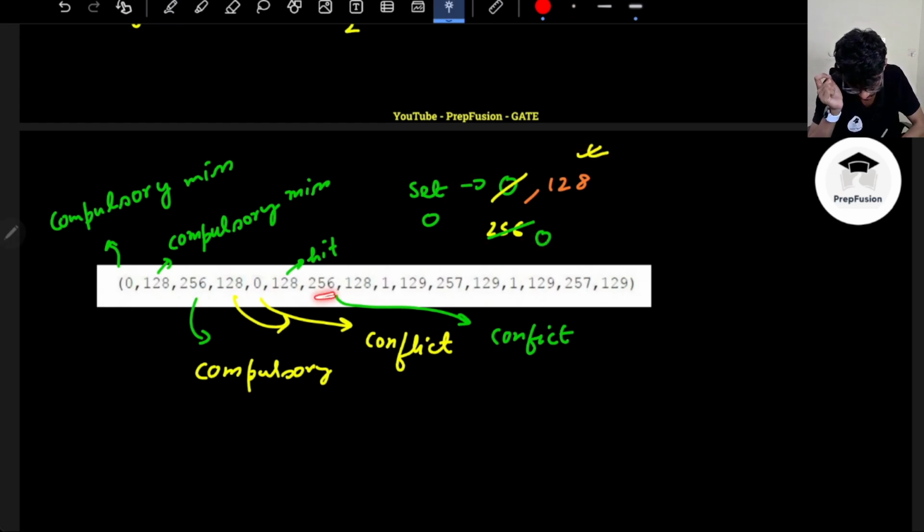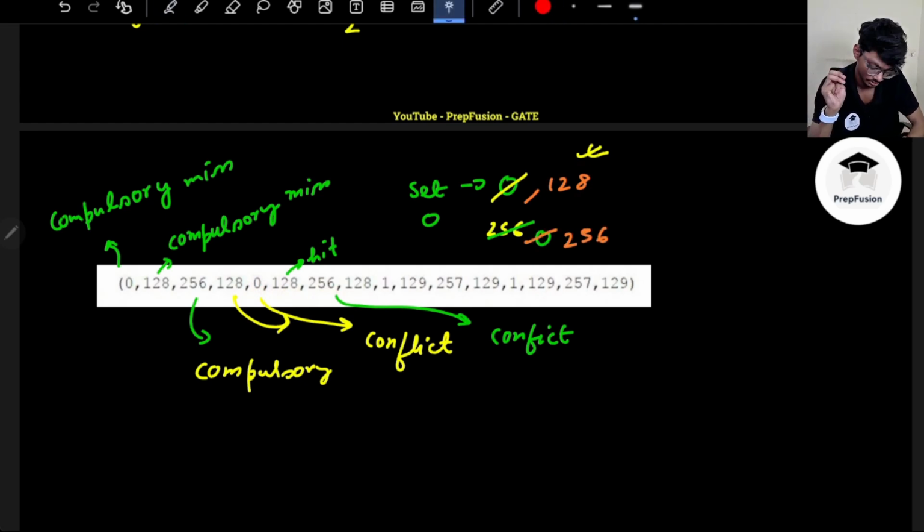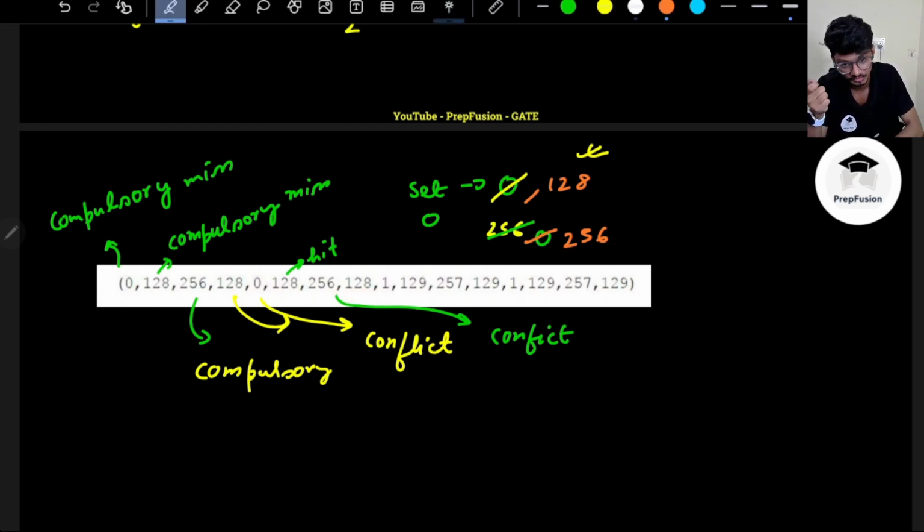So just before this 256 I had just called 128, so 128 I will not replace. I will replace 0 again because 0 was called earlier, so 0 I will replace again with 256. Now again 128 I am calling, and 128 will be a hit again. So until now I have only two conflicts.